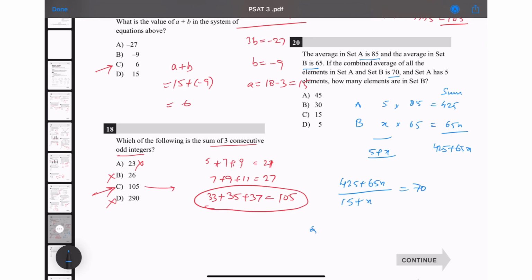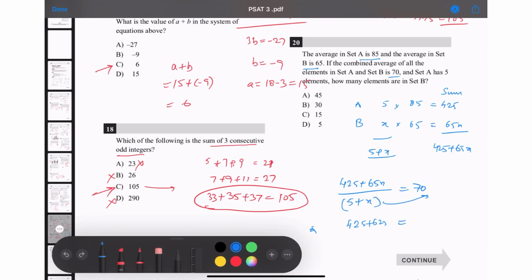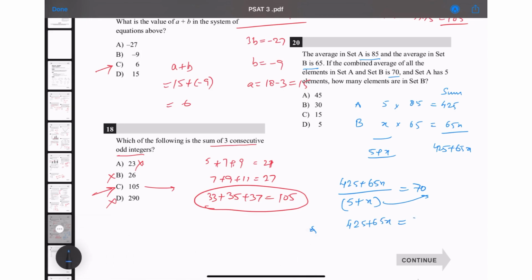Then taking 5 plus x to the other side, we get 425 plus 65x equals 70 times 5 plus 70x. It means subtracting 350 from both sides, we get 75, and subtracting 65x from both sides, so 5x. It means x equals 15. It means the set B has 15 elements.